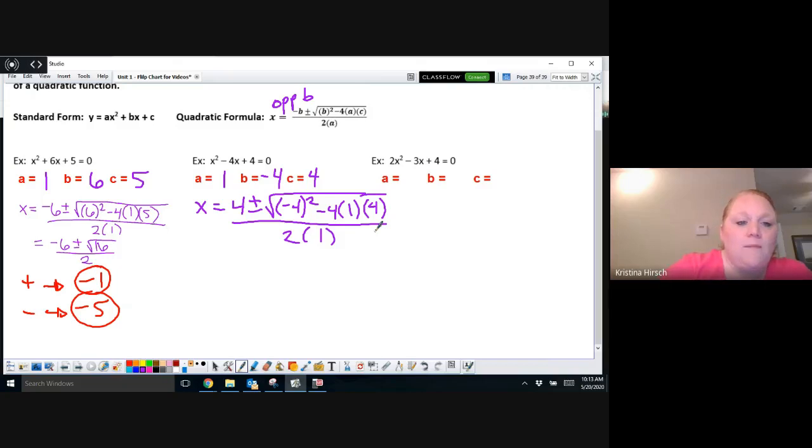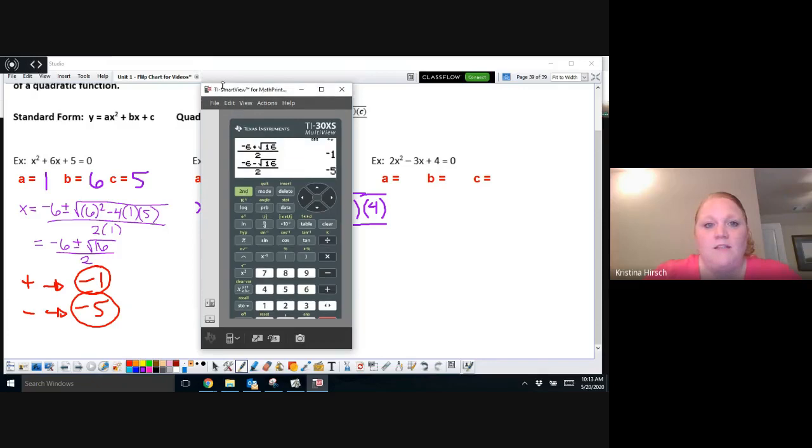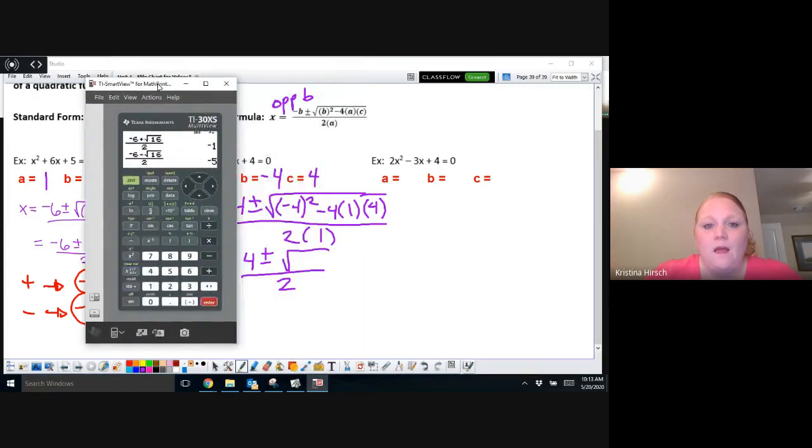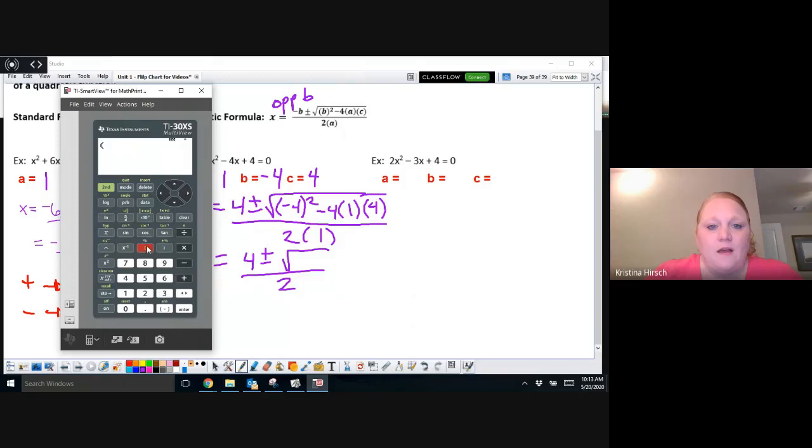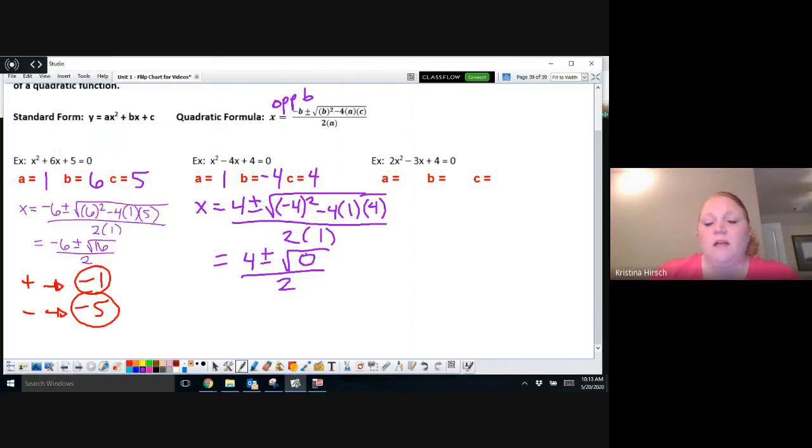All right, so I'm going to piece this out a little bit. So I'm going to say 4 plus or minus the square root of something over 2, because I like to type in the discriminant portion. So I'm going to have in my calculator parentheses with a -4, close it, square it, minus 4, that's part of the formula, A is 1, C is +4. And I got 0. All right, so my discriminant is 0.